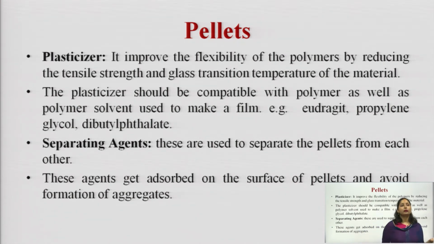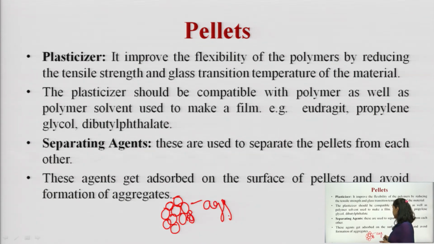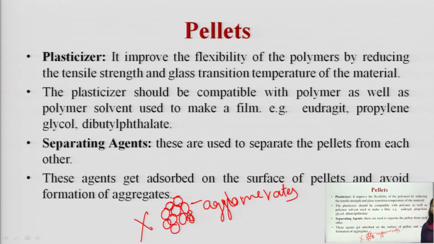Okay. So, the role of the separating agent, as the name indicates, is to prevent the formation of agglomerates. What happens? Due to their small size and a lot of moisture present, the pellets have a tendency to stick with each other, thereby forming agglomerates. Okay. A cluster of pellets is called agglomerates. So, to prevent the formation of agglomerates, we need to incorporate a separating agent.